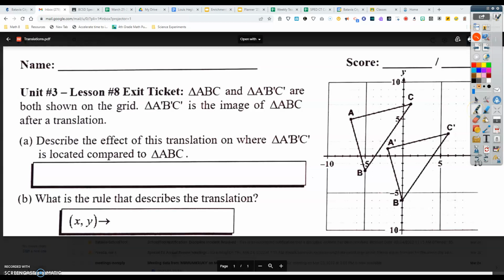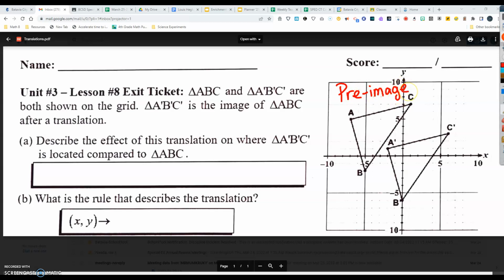We're going to look at a couple different things. It says, describe the effect of this translation on where triangle A prime, B prime, C prime is located compared to triangle ABC, which is our pre-image. So if we go through this, we have our pre-image. This is the image before it goes through its translation, and this is the image. So how does triangle ABC map onto triangle A prime, B prime, C prime?